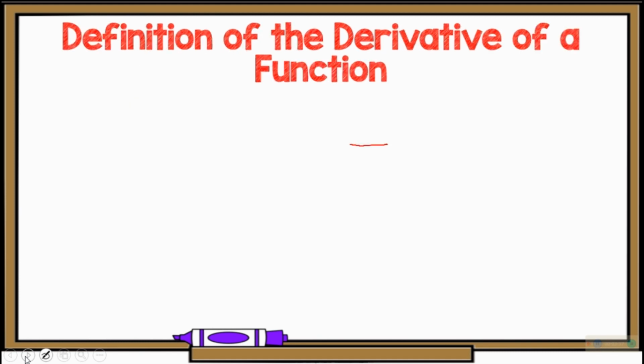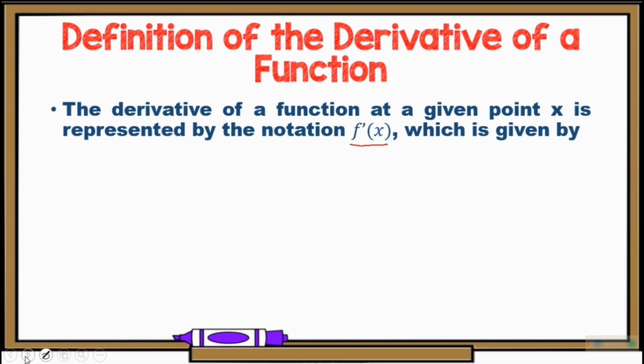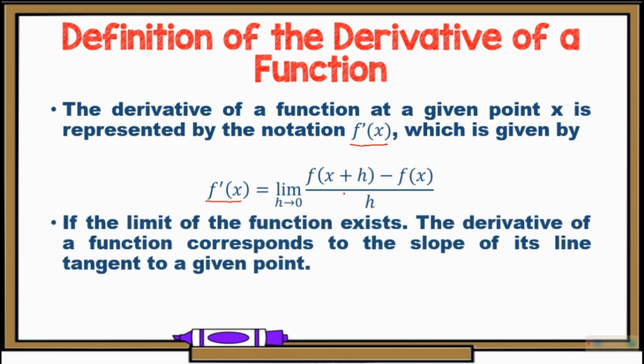Let's start with the definition of the derivative of a function. The derivative of a function at a given point x is represented by this notation. This is f prime of x, read as the first derivative of the function f of x, which is given by this formula. The first derivative of the function f of x is equal to the limit of the function f of x plus h minus the function f of x over h as h approaches 0.